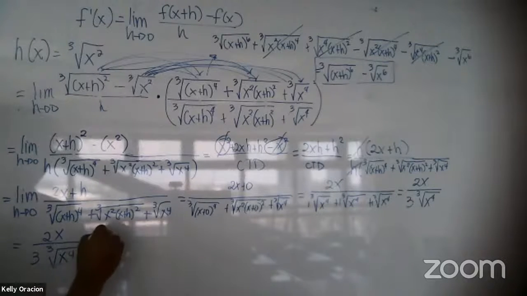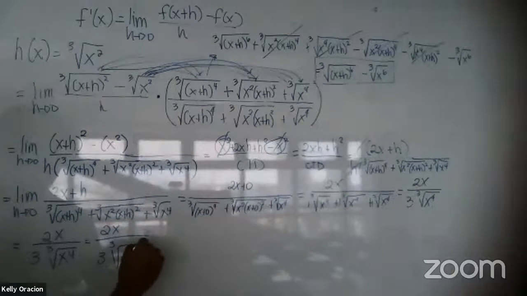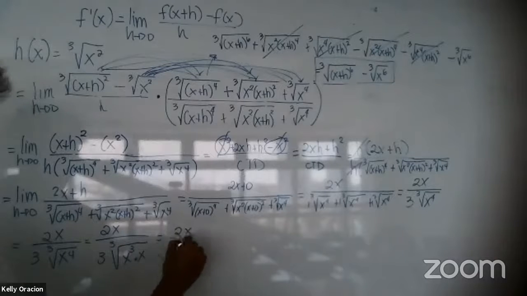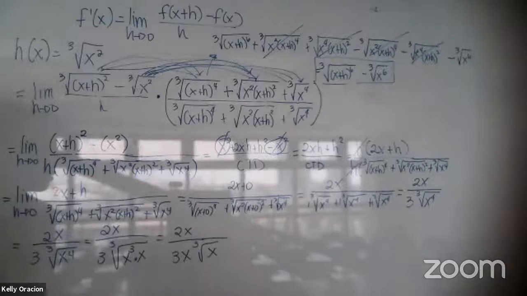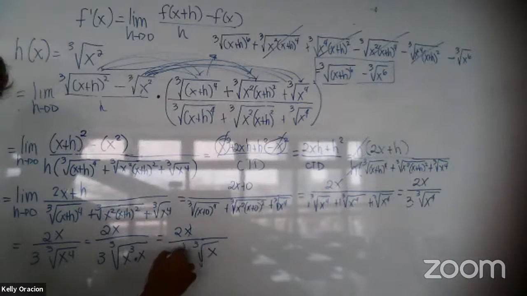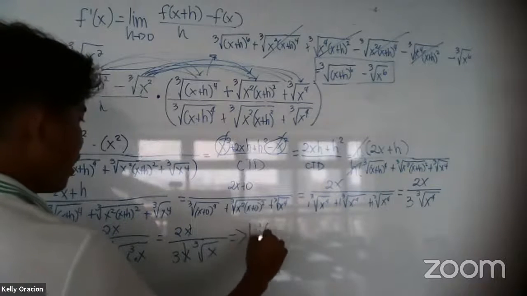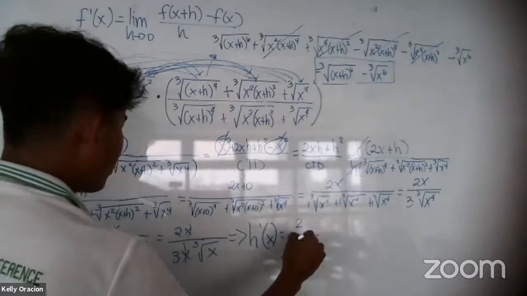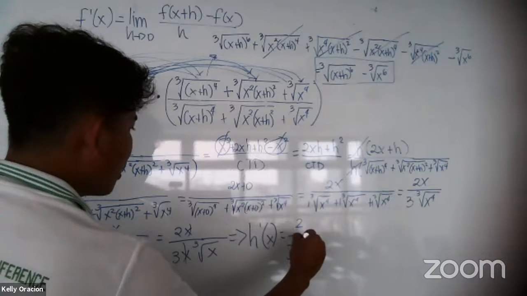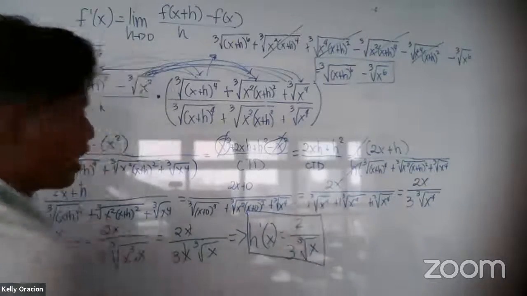Masimplify pa ni siya, it will lead you to have this one, x cubed times x, simplify, so 2x over 3x cube root of x, and cancel x. The final answer will be h prime of x is equal to 2 over 3 cube root of x. This is now the final answer.